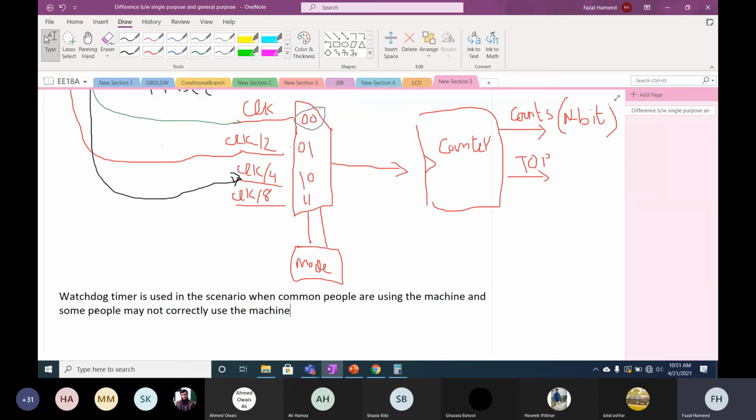And if it cancels the transaction, what should it do now? It should give the card back. Am I right or not? Yes, sir, it should give the card back. And if it gives back the card and the user is not collecting it, it means something bad is happening. Maybe the user has left the ATM machine. What should the ATM machine do now, me as a designer?